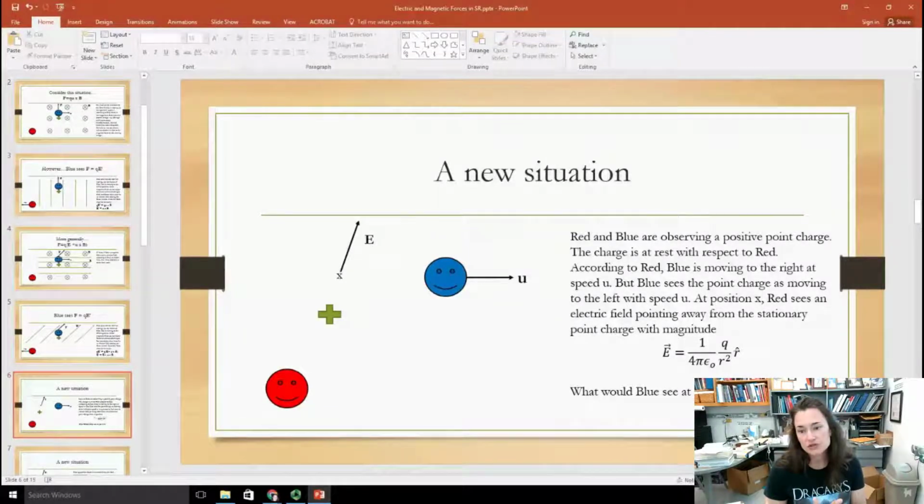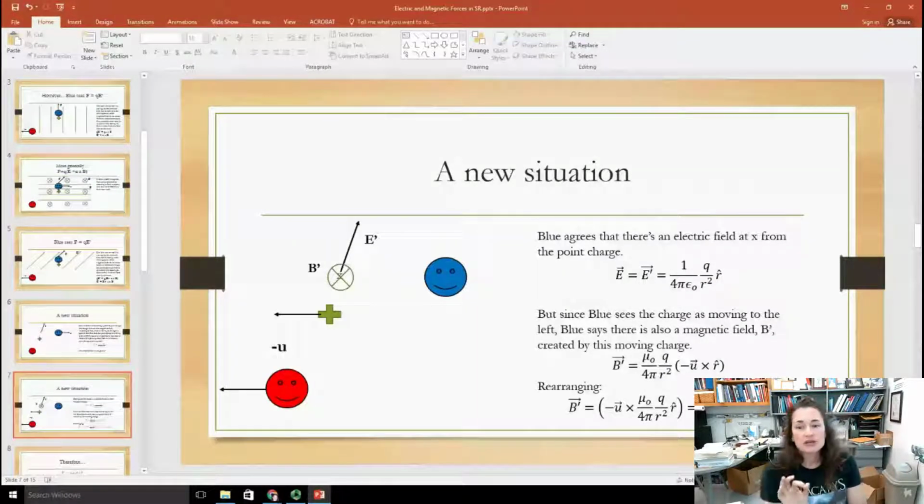But what would blue see at that same point, x? Well, blue agrees there's an electric field at x from the point charge. Charge is invariant and it's some distance away from that point charge. So sure, they would agree on what the electric field was. This is pure old Galilean relativity, remember. We're not getting into speeds close to the speed of light yet.